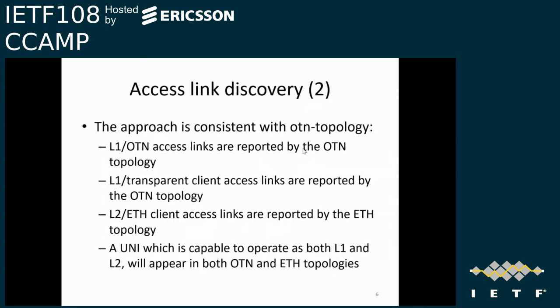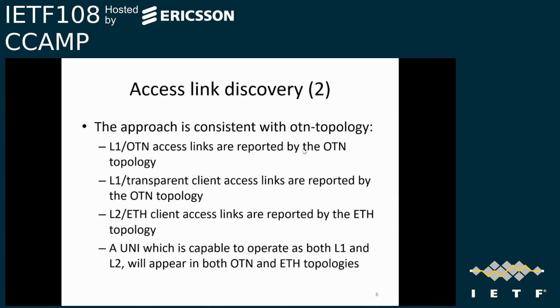And then what we do for the Ethernet client access link, we report them as part of the Ethernet topology. And if you have some UNIs which are able to operate both as layer 1 or L2, we can report them on both Ethernet and OTN topologies. And we will see with the same interlayer link or transitional link how they relate with the several layer tunnel.